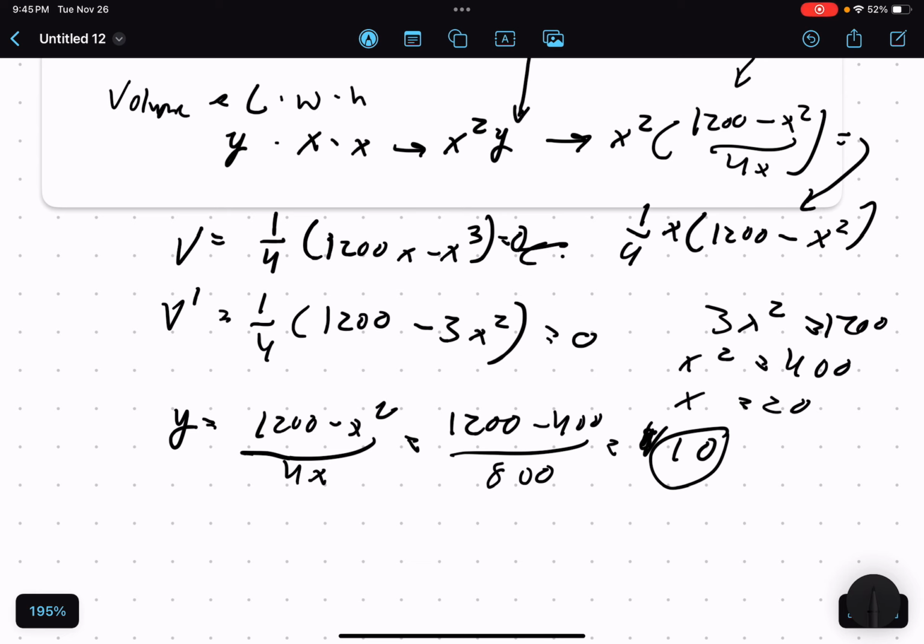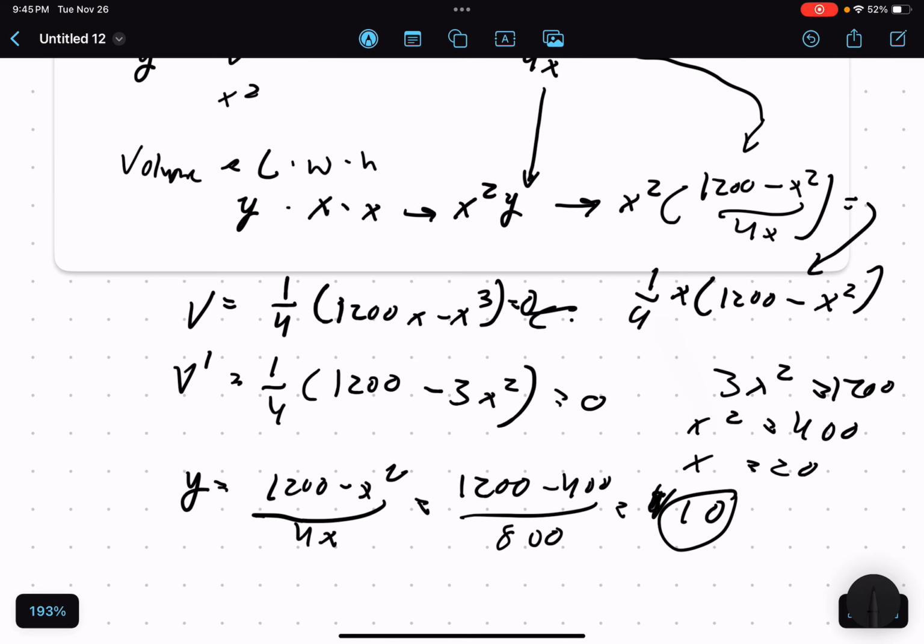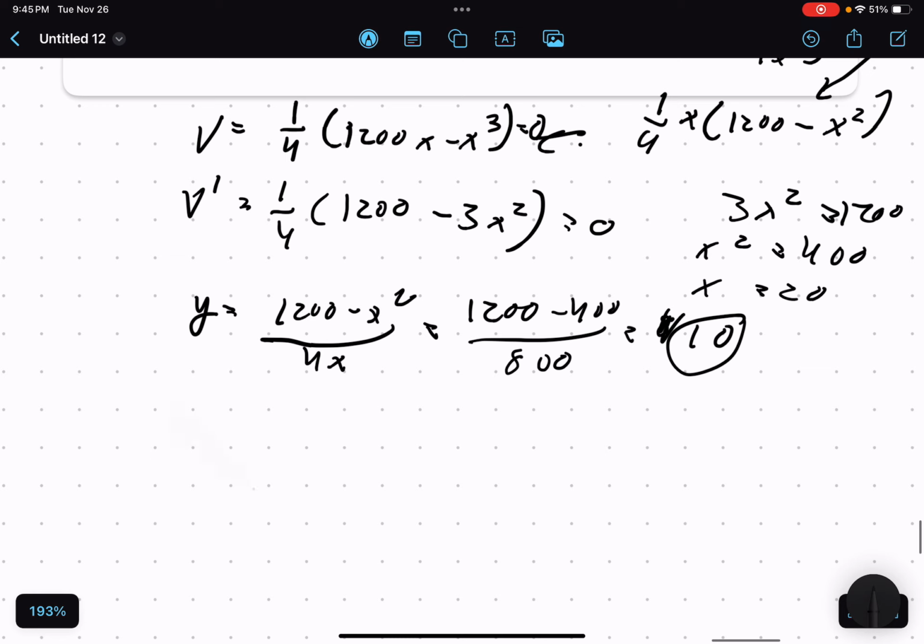And then with that 10, we're able to finally plug it back into the volume equation and complete the problem. So x squared y is equal to 20 squared times 10, which is equal to 4,000 centimeters cubed.